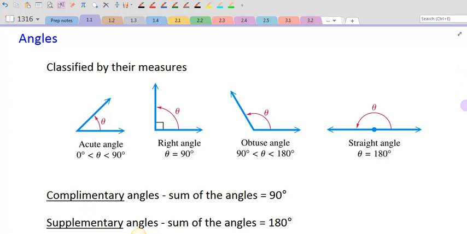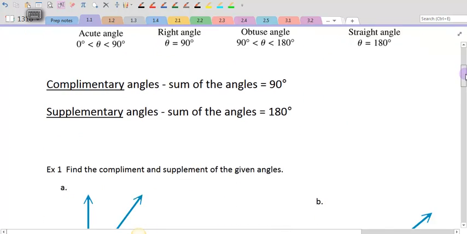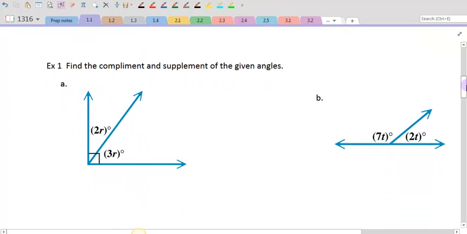A couple more terms that you might be familiar with already would be complementary angles. Now, complementary angles would be angles where the sum is equal to 90. So complementary means I have two angles added together here and their sum is going to equal 90. And I have supplementary angles where the sum of our angles is equal to 180. So over here, if I have two angles and I added them together, their sum would be equal to 180. So let's work on an example where we're going to find complementary and supplementary angles.